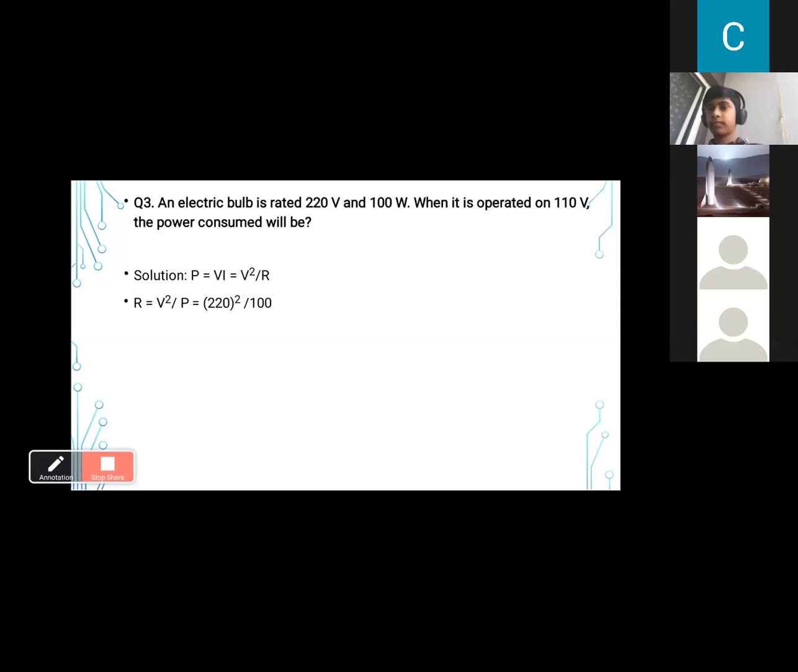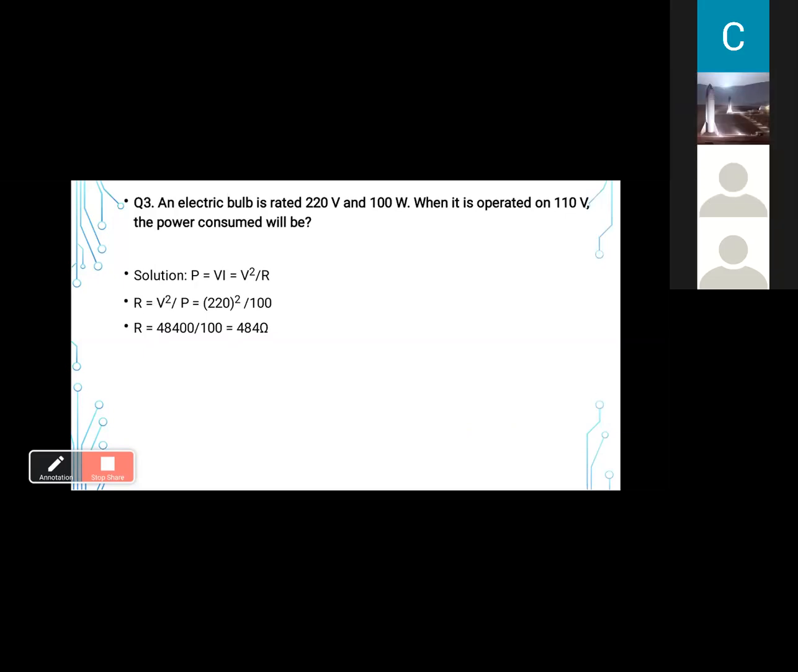So I'll apply the formula P equal to V square by R, and R is V square by P. So I'm getting R as 484 ohms. Yes. So same resistance will be in the second case also. Same resistance I'm going to apply in the power formula again, V square by R, but here now V is equal to 110 volts. Okay. So I'm getting 25 watts as the power.